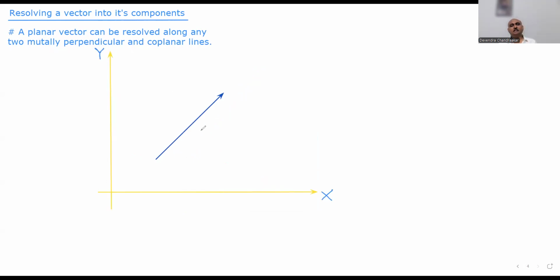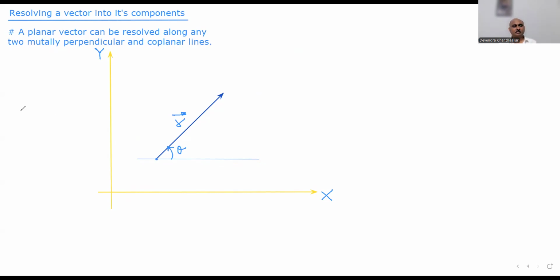So all of you can see here that this vector R is coplanar with the lines, the plane xy, right? Now, the vector is making an angle theta with the horizontal line and positive x-axis measured in anti-clockwise sense. So this angle is theta. So now how to find the component of this vector along x-axis?